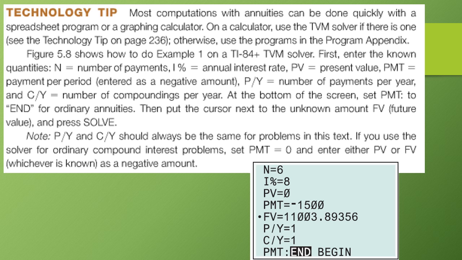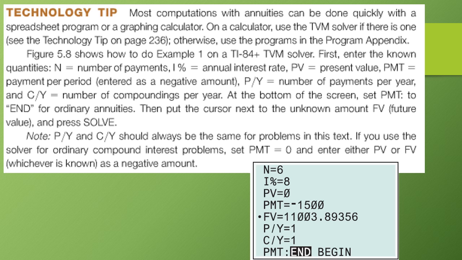First, what you do is you put in the known quantities. N is the number of payments. I% is the annual interest rate, and you will give it as a percent. Do not change it to a decimal. PV refers to present value. PMT is payment per period, so how much are you paying every month, or however often you pay. Now that's going to be entered as a negative amount because you are paying that out. P/Y is payments per year, and C/Y is number of compoundings per year. Often those are the same.